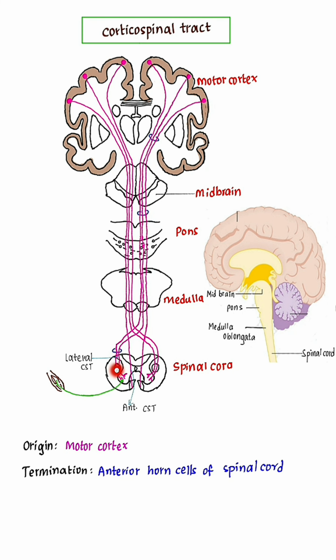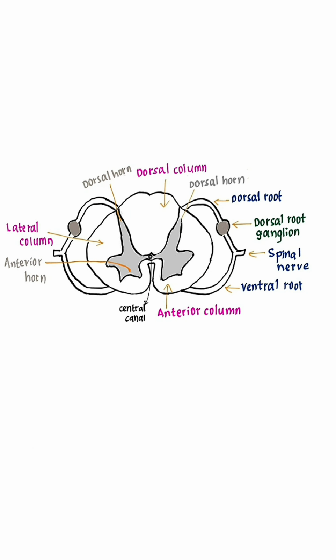Decussated fibers continue down as the lateral corticospinal tract. Undecussated fibers continue down as the anterior corticospinal tract. In the spinal cord, they terminate near the anterior horn cells. Descending tracts are motor fiber tracts. The anterior horn consists of motor neurons, whereas the posterior horn is related to sensory neurons. Hence, the descending tract fibers terminate in the anterior horns of the spinal cord.